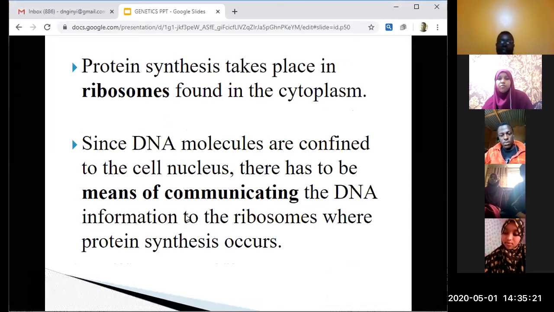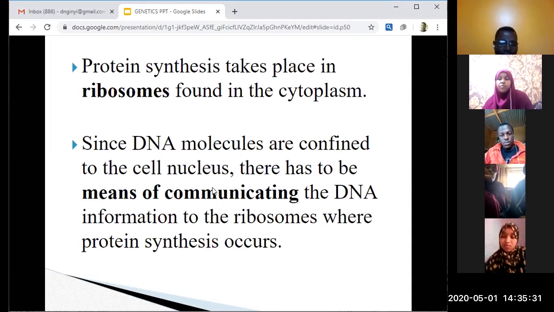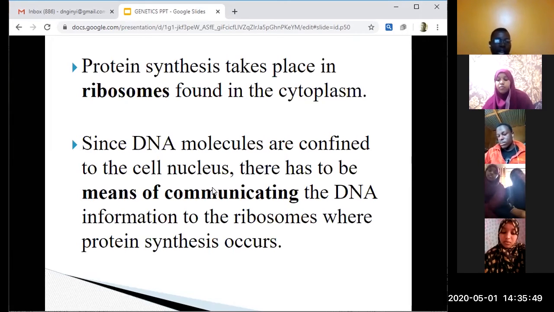Yes, protein synthesis takes place in ribosomes. Where are ribosomes? They are found in the cytoplasm. So DNA molecules are confined to the cell nucleus. Now, you need to understand this. If, for example, we are talking about a cell in your body, which has 46 chromosomes, it means that cell has 46 DNA molecules because a chromosome carries one DNA molecule. Now, those DNA molecules are confined within the nucleus of the cell.